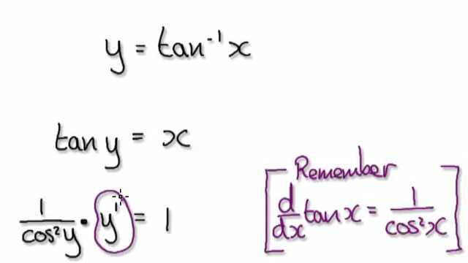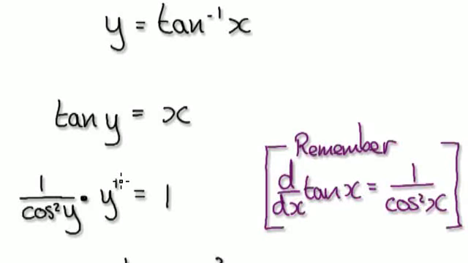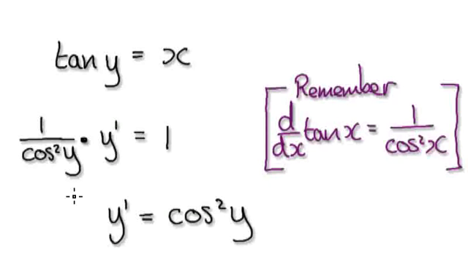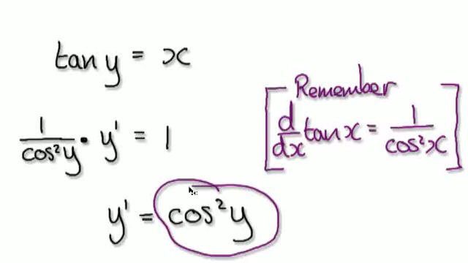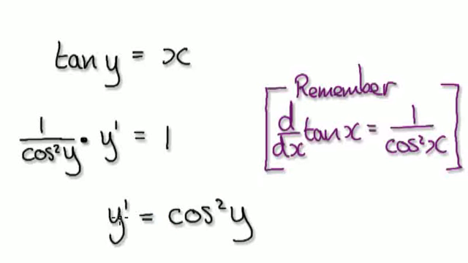Now you can imagine this thing multiplying to the top. You want to isolate y prime on its own, so you times cos squared y to both sides. That gives you y prime. So our dy by dx equals this. This is really our final answer: dy by dx equals this thing here.